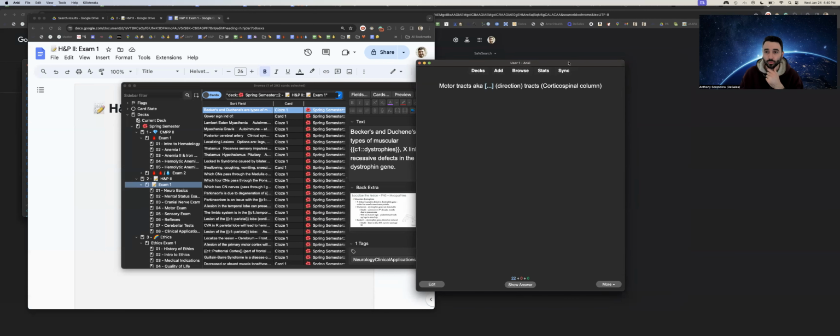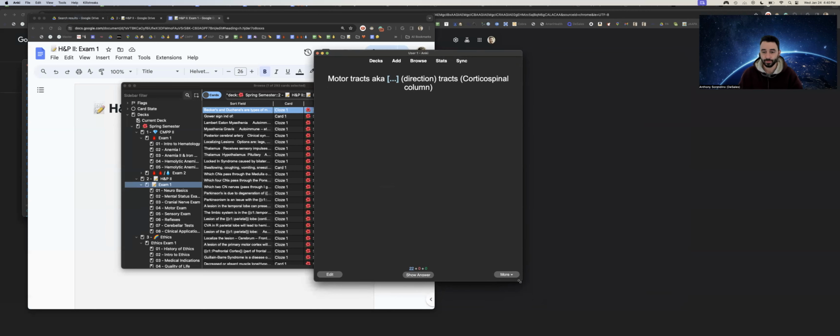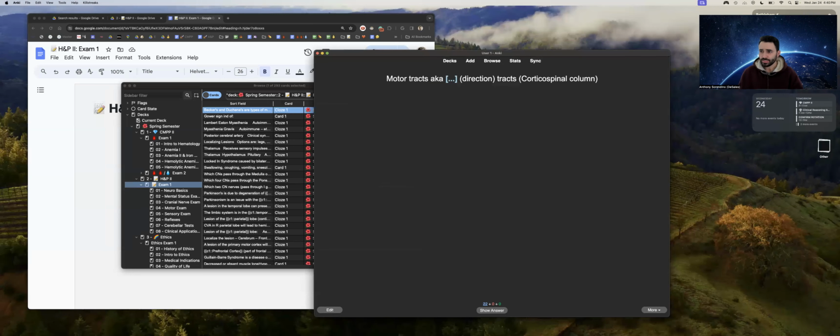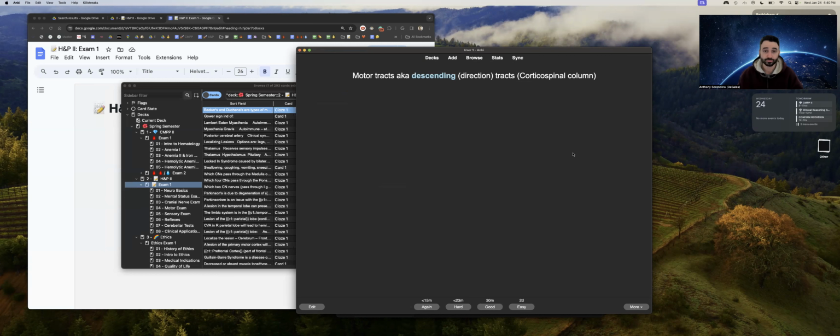So we're going to open up Anki, zoom in a little bit here. I do have my trusty Super Nintendo controller, so we can use this. And the idea here is not to look up the answer if I don't know it. It's just to brute strength grind through this. So motor tracts, aka blank, a direction tracts. I don't know. So descending. So motor tracts are descending. All right, that makes sense. I'm sending motor information down from the brain. So we'll come back to that.